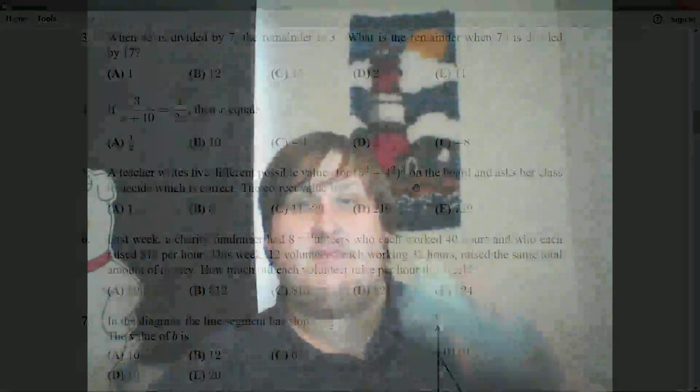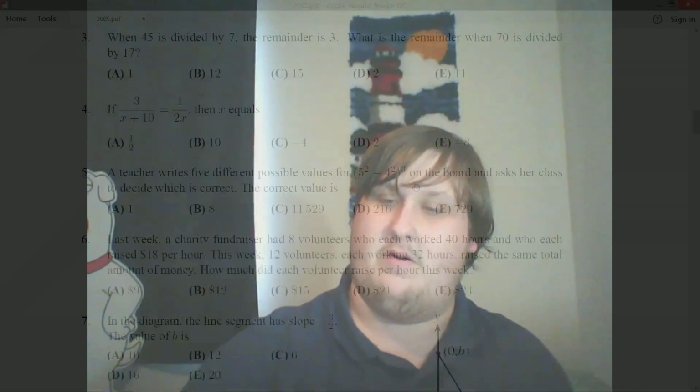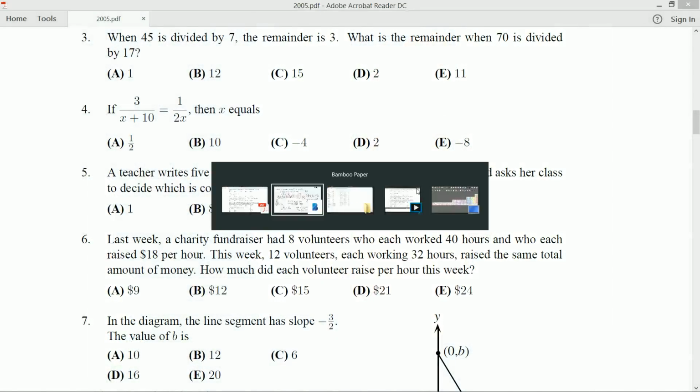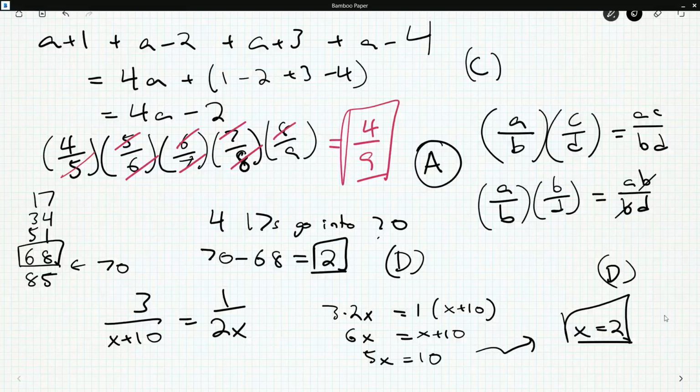And if you want to, this is probably a question that was made for your calculator, but I'm going to see what I can do by hand. Okay. So, I need a separate piece of paper, not enough space there to do this question, so we just need to simplify this expression. 5 squared minus 4 squared, and then we cube that whole thing.